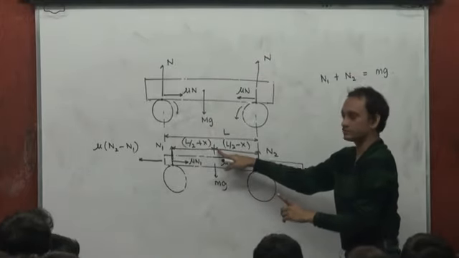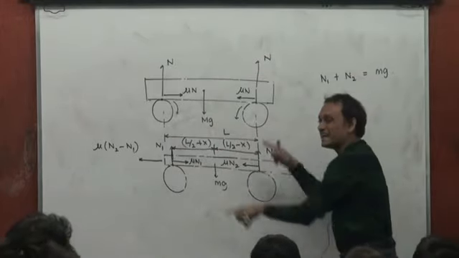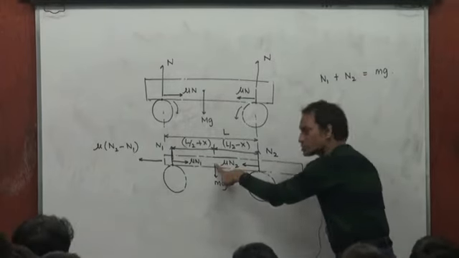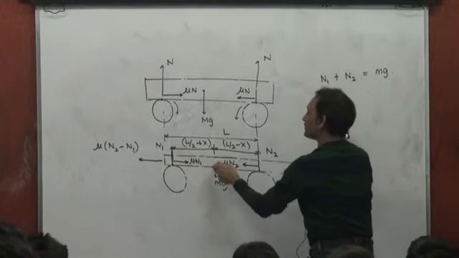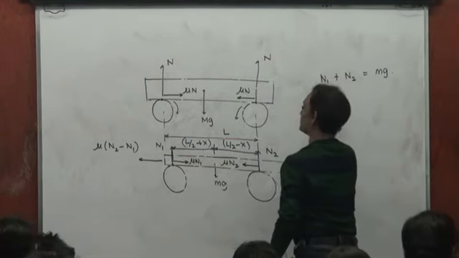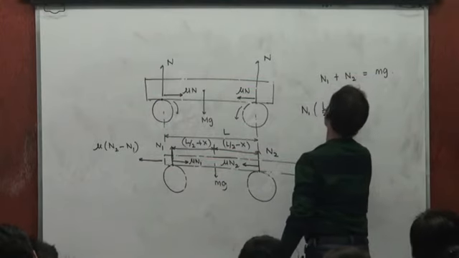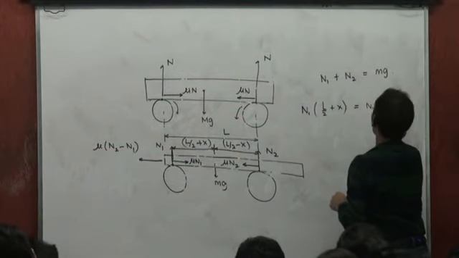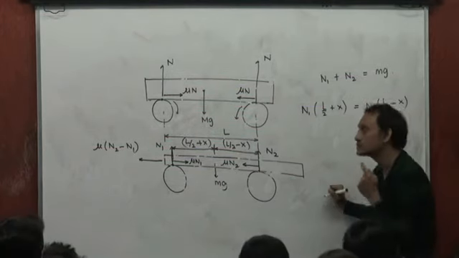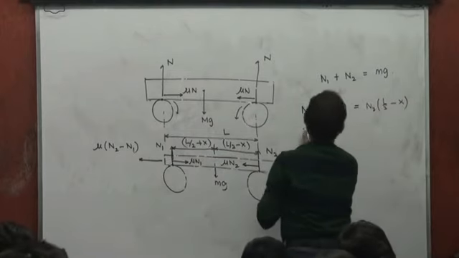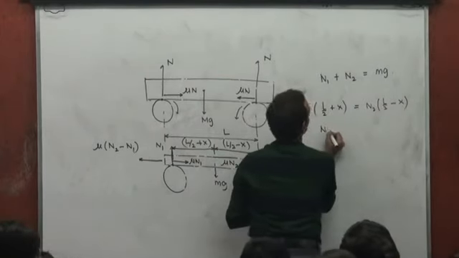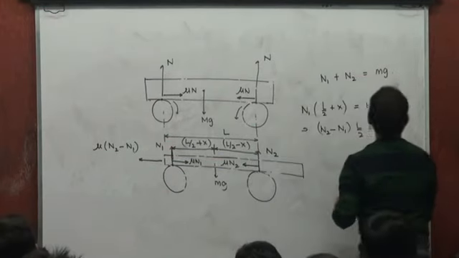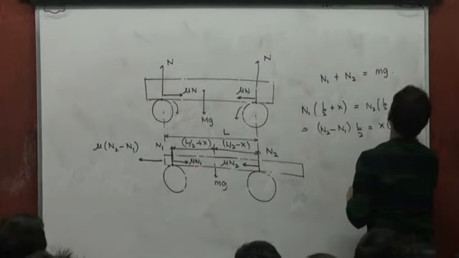Right? But then it's not toppling. Even in this revised state, it's not tilting. So the net of all torques about the center of mass will still be 0. So when I take torque of N1 about the center of mass, N1 into L by 2 plus x must be equal to the anticlockwise torque N2 into L by 2 minus x. Yes or no? So this gives me N2 minus N1 into L by 2 is x into N1 plus N2.